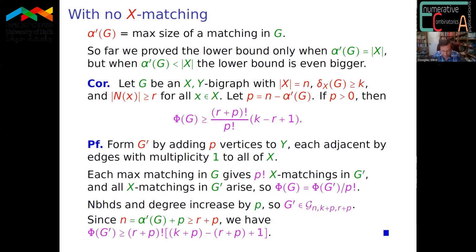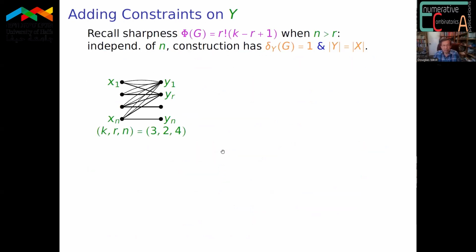Okay. So I've proved the main result for you completely in the case that R is at least 2. And now I want to spend some time showing you some sharpness examples for other results. So let's think about adding constraints on Y. If you remember the sharpness example that gave this many X matchings when n is bigger than R, which was independent of n, we had these edges going straight across here.